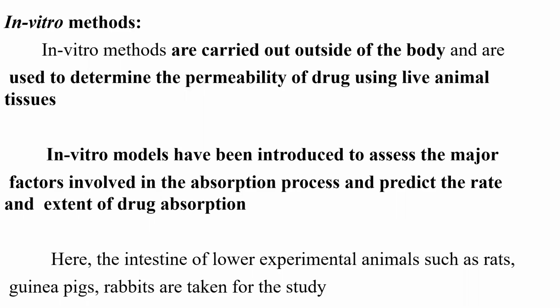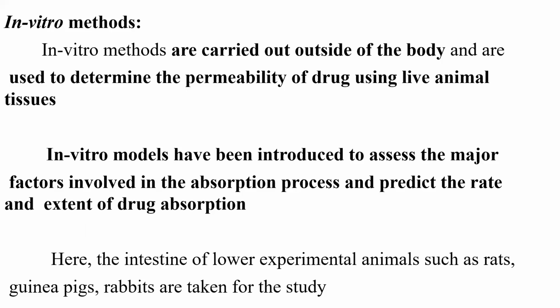First, we'll go for the in vitro method. What is the meaning of in vitro method? In vitro means carried out outside of the body, and it is used to determine the permeability of a drug by using the live tissue of an animal. These in vitro models have been introduced to identify the major factors involved in the absorption process and predict the rate and extent of drug absorption. While taking the intestine, lower experimental animals such as rat, guinea pig, and rabbits are taken for this study.